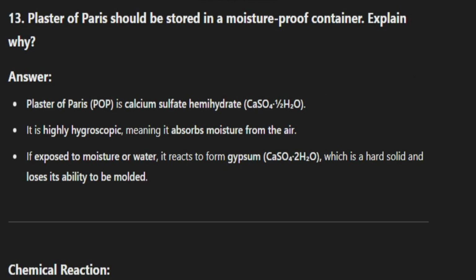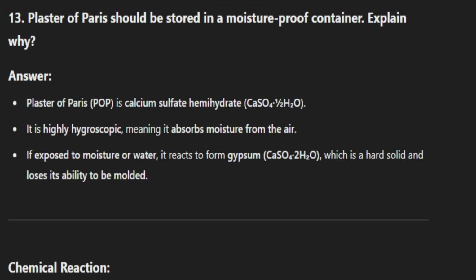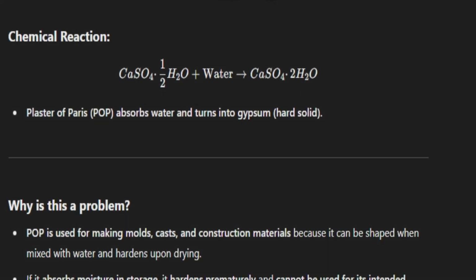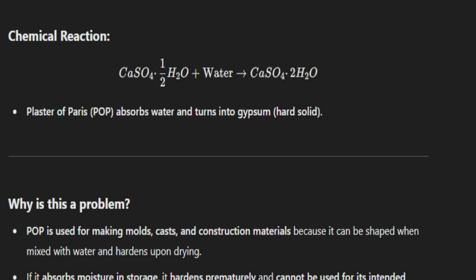If exposed to moisture or water, it reacts to form gypsum, CaSO4·2H2O, which is a hard solid and loses its ability to be molded. Chemical reaction. CaSO4·1/2H2O plus water gives CaSO4·2H2O. Plaster of Paris absorbs water and turns into gypsum, a hard solid. Why is this a problem?